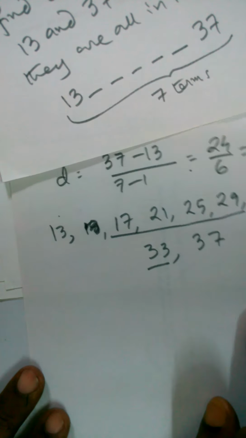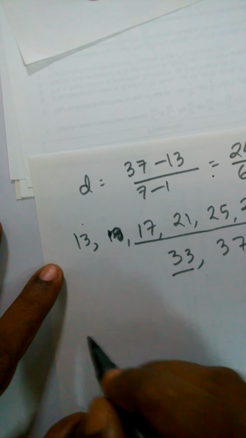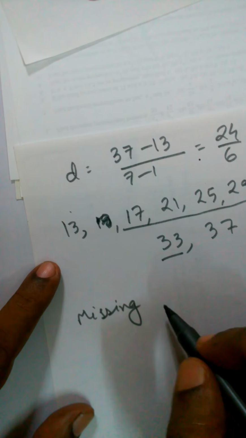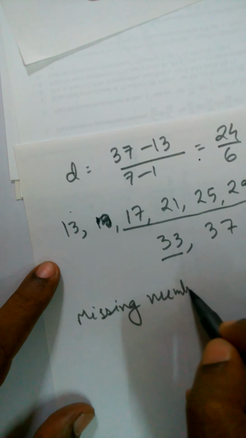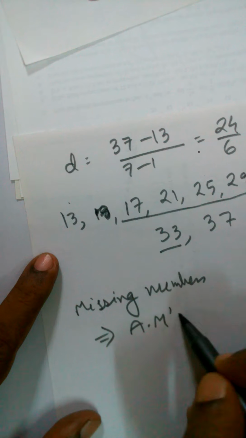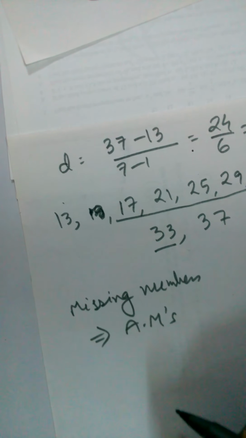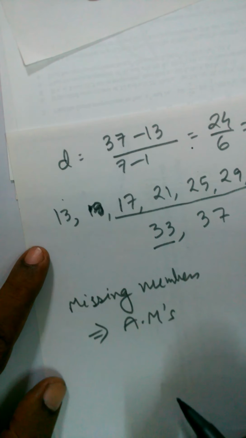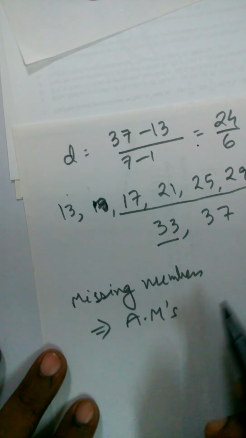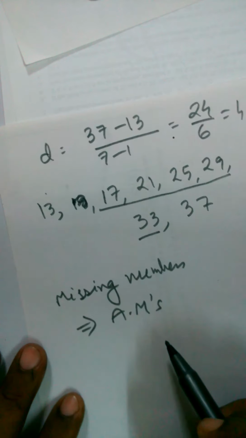This total concept, these missing numbers which we have found between two numbers, are called arithmetic means. So what are arithmetic means? If I tell you to find arithmetic means, plural, that means the missing or intermediate numbers between two given terms of an AP.